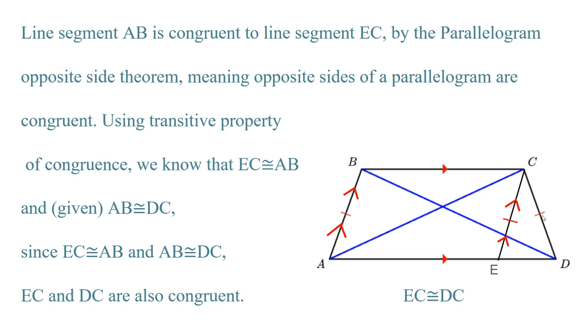A little bit of a mouthful, but you can see that these are equal. EC is congruent to AB, and AB is congruent to DC, so we could say that now these two are also congruent. So we have these three line segments that are all congruent to each other. So EC is congruent to DC.